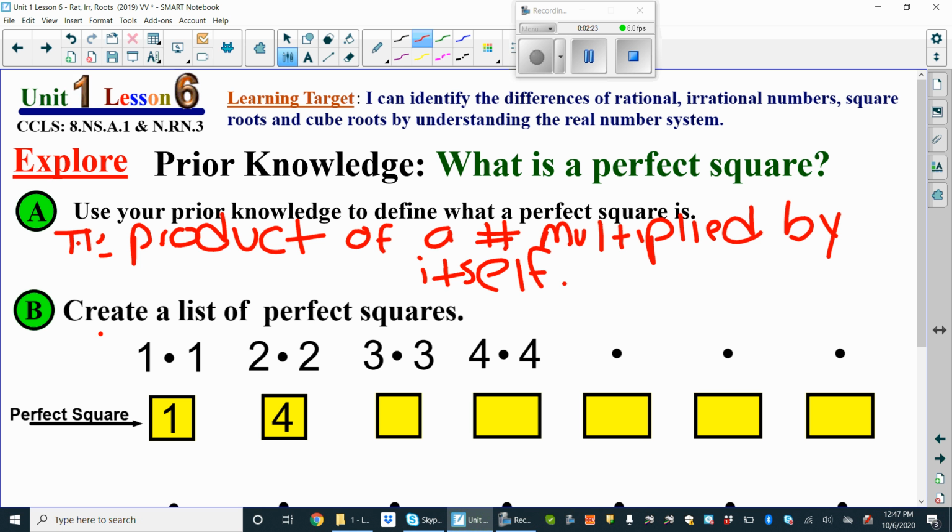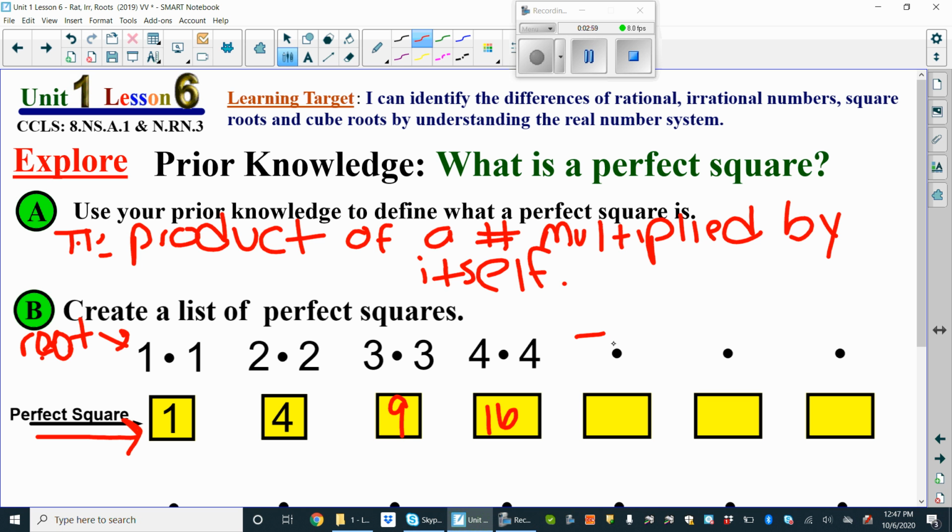The number that is multiplied is called your root, and the answer is your perfect square. So 1 times 1 equals 1. 2 times 2: 2 is your root, 4 is the perfect square. 3 times 3 is 9, so 3 is your root and 9 is your perfect square. 4 times 4: 4 is the root, 16 is the perfect square.